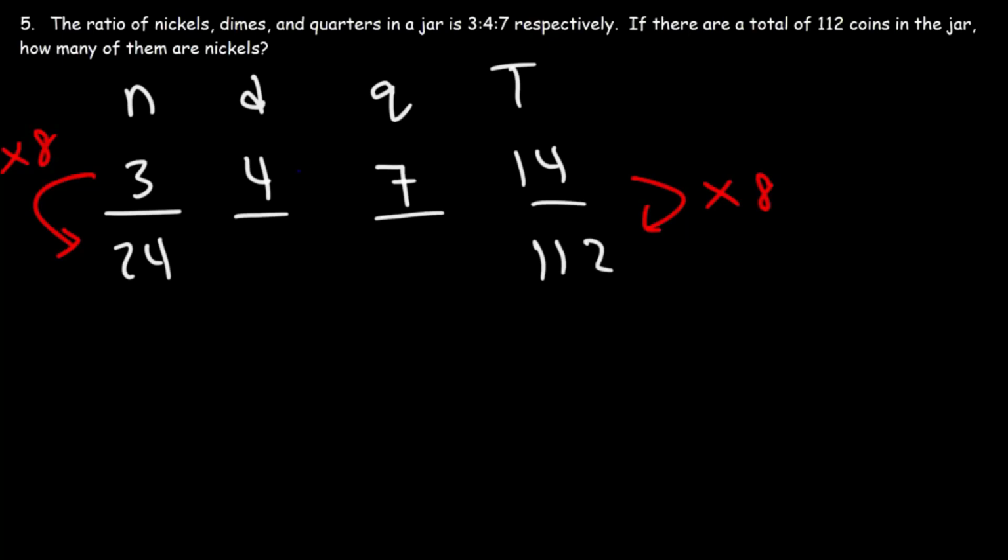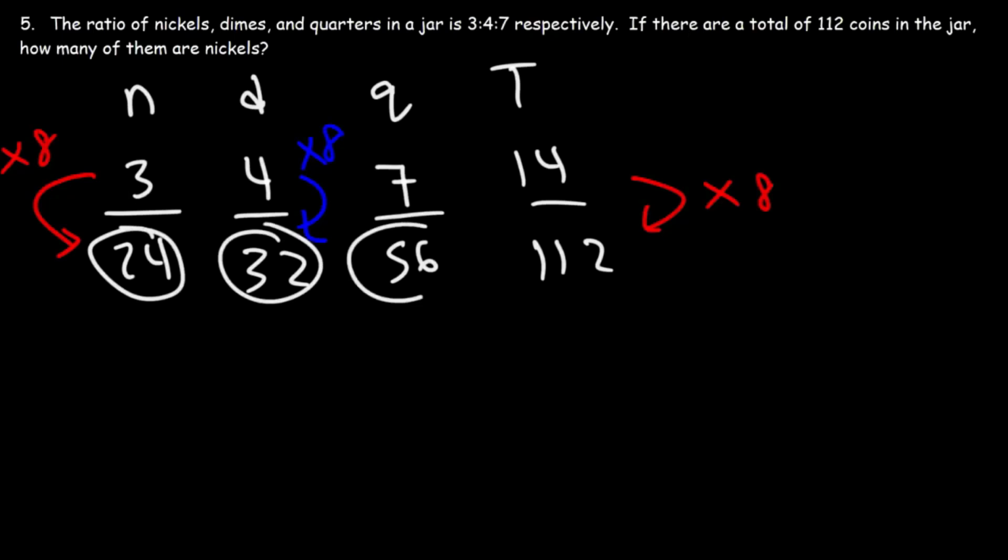To find the total number of dimes, we need to multiply 4 by 8. 4 times 8 is 32. And to find the number of quarters, it's going to be 7 times 8, which is 56. And you could check it. If we add 24, 32, and 56, it should give us the total number of coins in the jar, which is 112. So there's 24 nickels, 32 dimes, and 56 quarters.